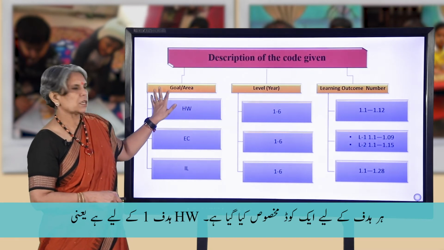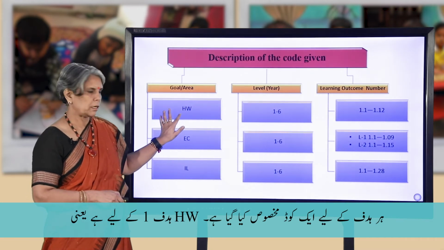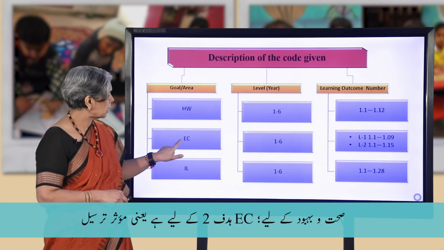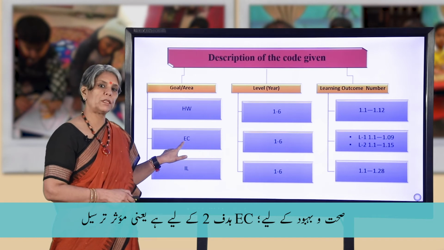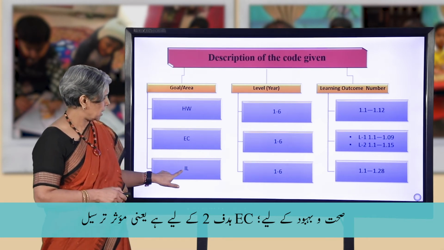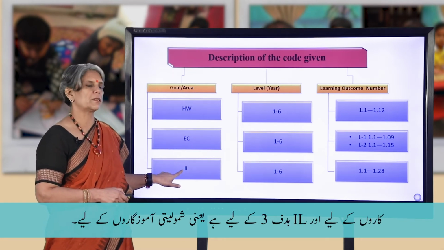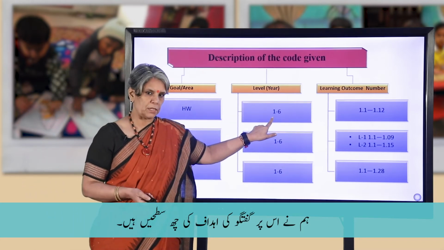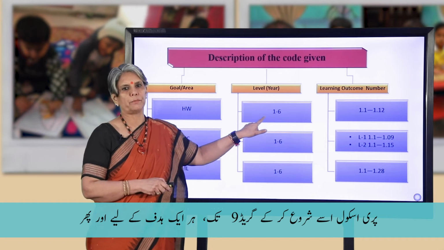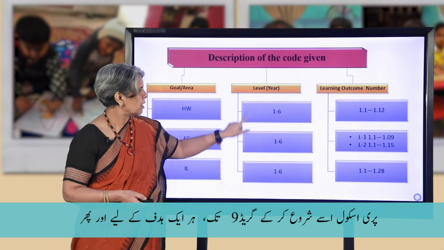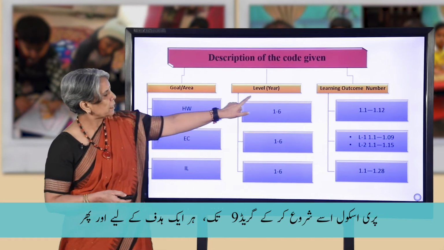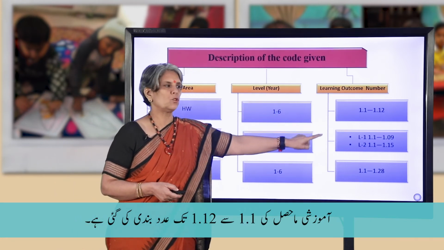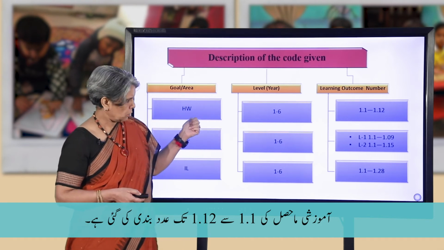Now, each goal has been given a code. HW is for goal 1, that is health and well-being. EC is for goal 2, that is effective communicators, and IL is for goal 3, that is involved learners. Now, we have discussed that there are 6 levels, that is starting from preschool 1 to grade 3 for each of the goals, and then the learning outcomes have been numbered from 1.1 to 1.12 for goal 1.